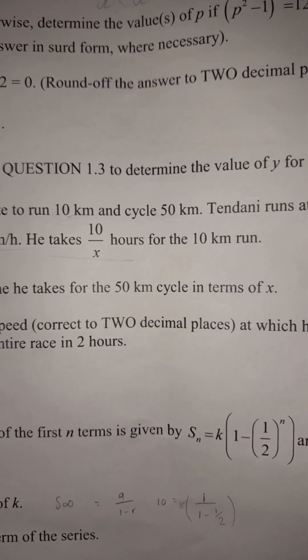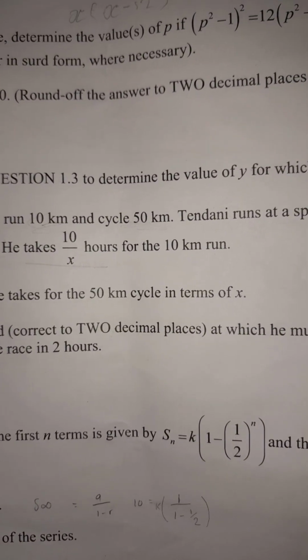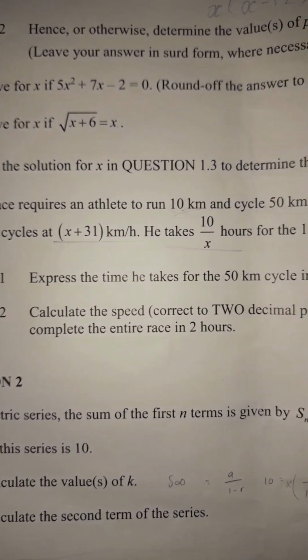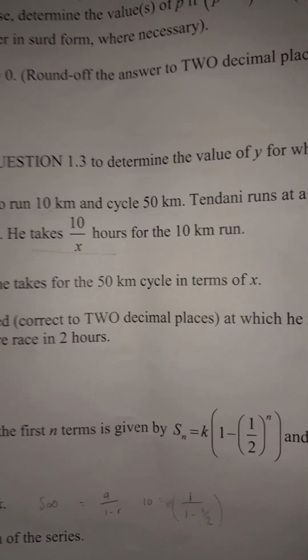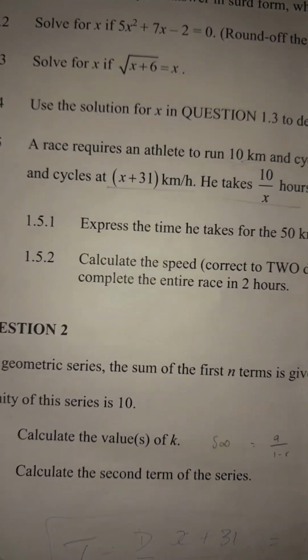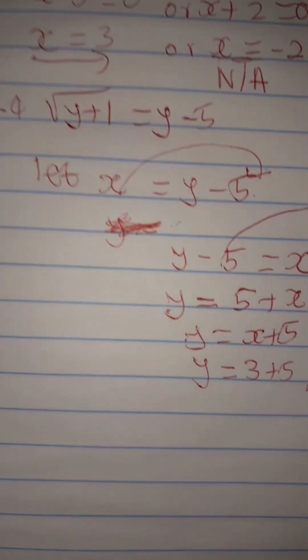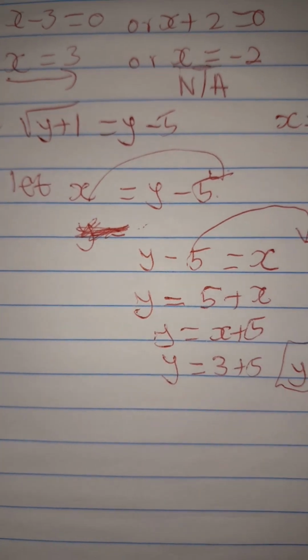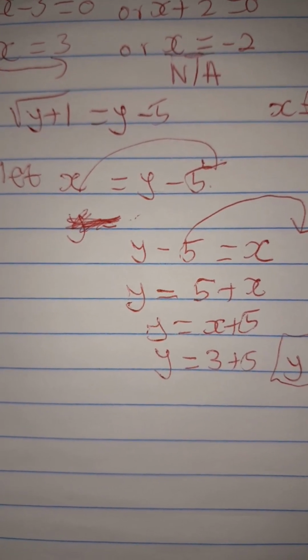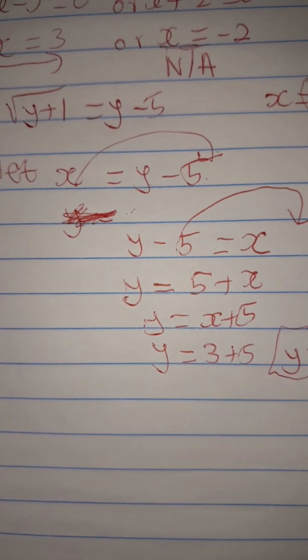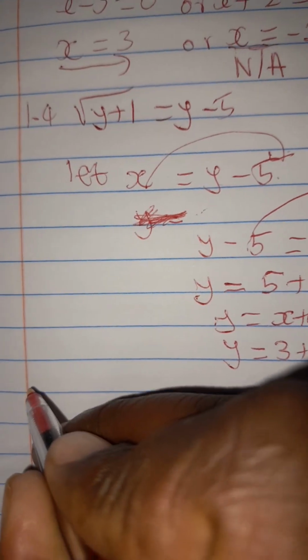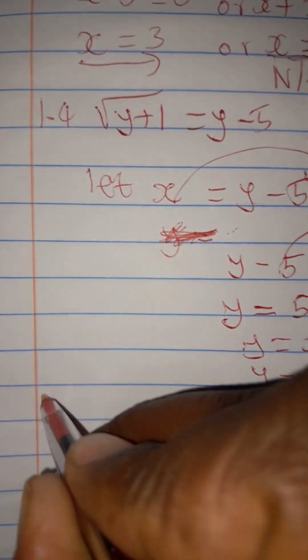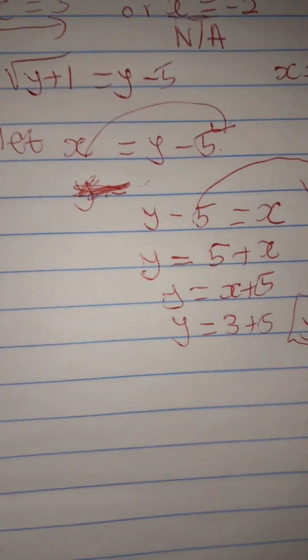He takes 10 over x hours for the 10 kilometer run. So express the time he takes for the 50 kilometer cycle in terms of x. Such a typical question, guys. Remember, this is a word problem. We are told about distance and speed. So remember in grade 9, you were introduced to speed, distance and time.